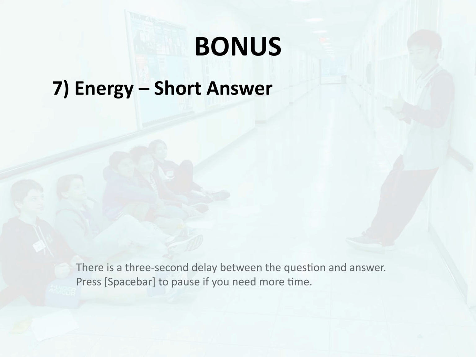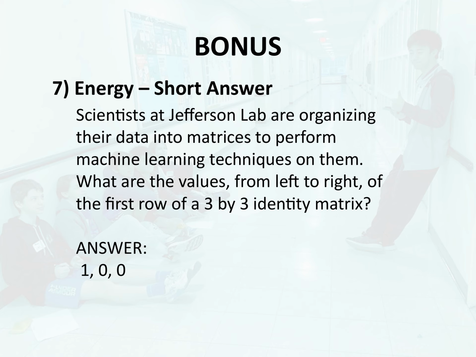Bonus 7. Energy, short answer. Scientists at Jefferson Lab are organizing their data into matrices to perform machine learning techniques on them. What are the values, from left to right, of the first row of a 3 by 3 identity matrix? Answer, 1, 0, 0.